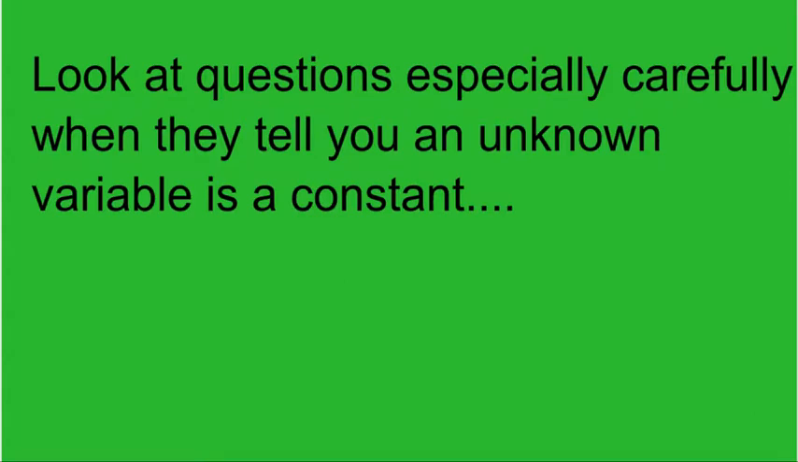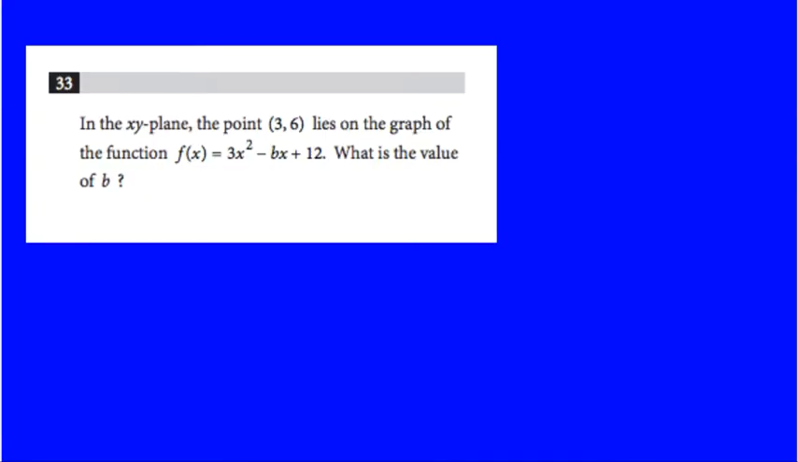So I want you to look at questions especially carefully, especially when they tell you an unknown variable in the question is a constant. Remember, a constant is an unchanging value, so it is a number. That's all it is. So if they put a variable of an A, but they tell you A is a constant, you actually have to think of A like it's a number, not a variable. It's not a changing value. All right, let's look at some examples, and let's talk about what we notice and how we might use substitution.